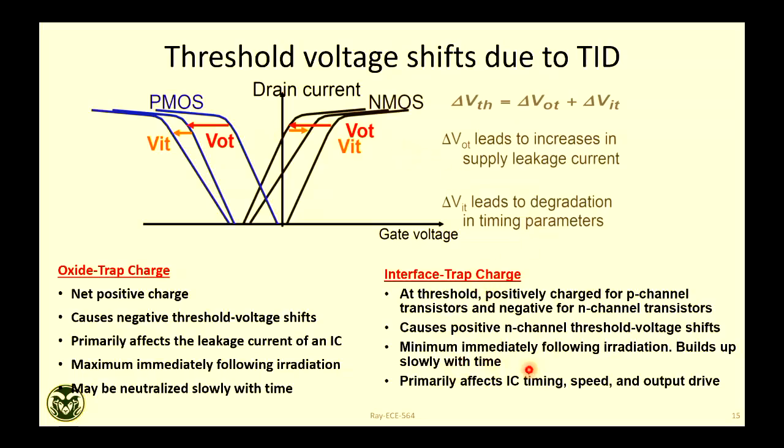Interface traps also take some time to build up. So it is minimum immediately after radiation, but with time you will see interface traps increasing, whereas oxide trap effects are going down. In terms of the IC, it primarily affects the timing characteristics, speed, latency, and the current driving capability of the device. We talked about memories, for example SRAM, DRAM, flash, and the refresh interval and hold time. All those timing parameters will be affected after radiation because of the threshold voltage shift.